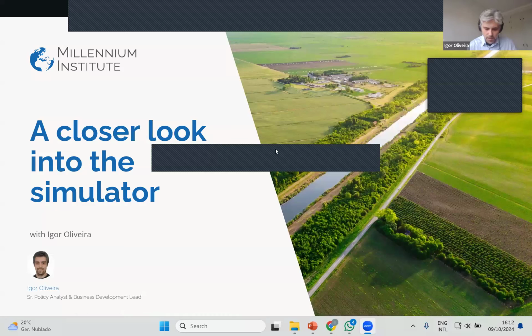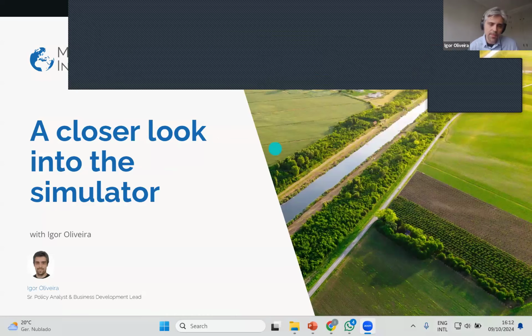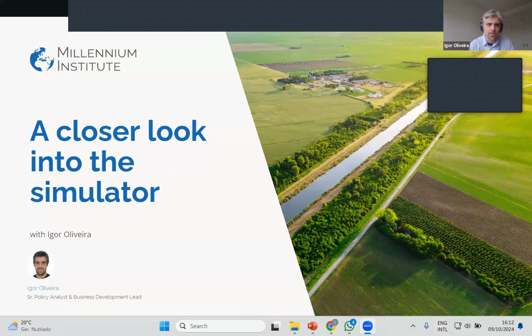Right. So let's take a look at one of the applications of the simulator. This was a project involving 3 countries: Brazil, Namibia, and South Africa. I'm going to emphasize a little bit more the case of Brazil.